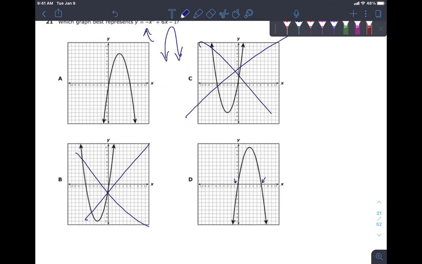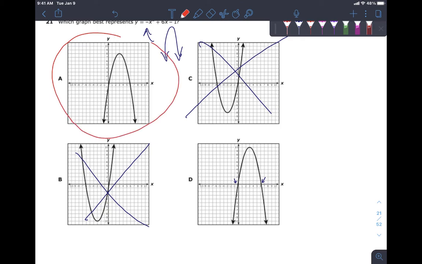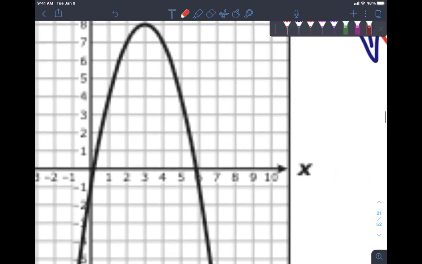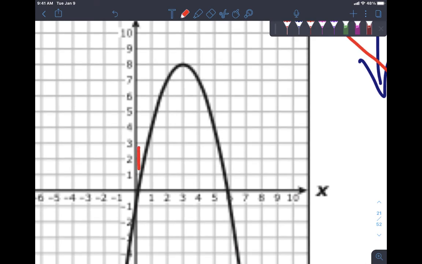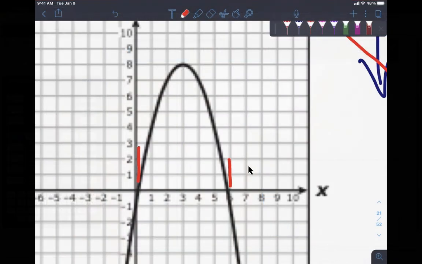So they gave us two graphs that look almost exactly alike, and they are not. The correct answer is A, and I verified that because look at that. I have a little bit of space in between it and 0 and a little bit of space in between it and 6, just like I do here. So I verified that using my calculator. All right.